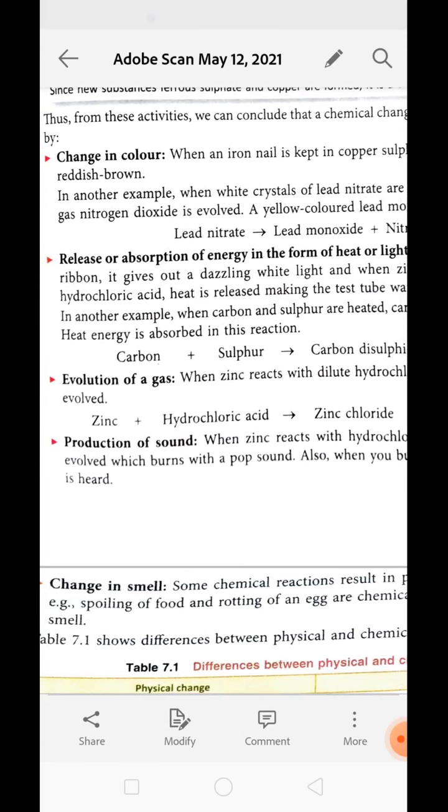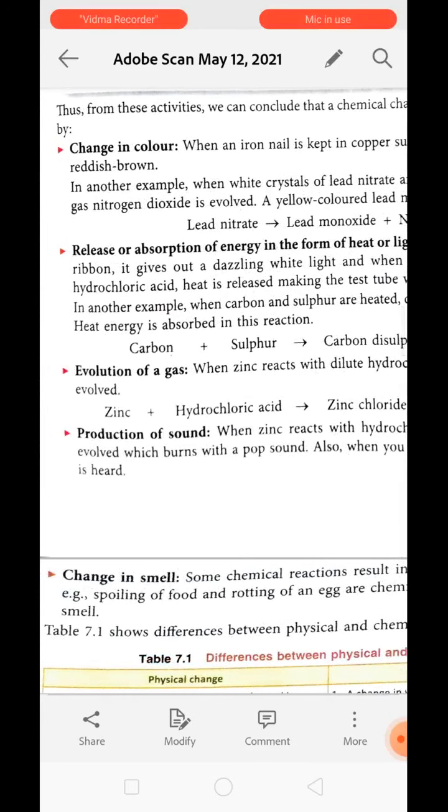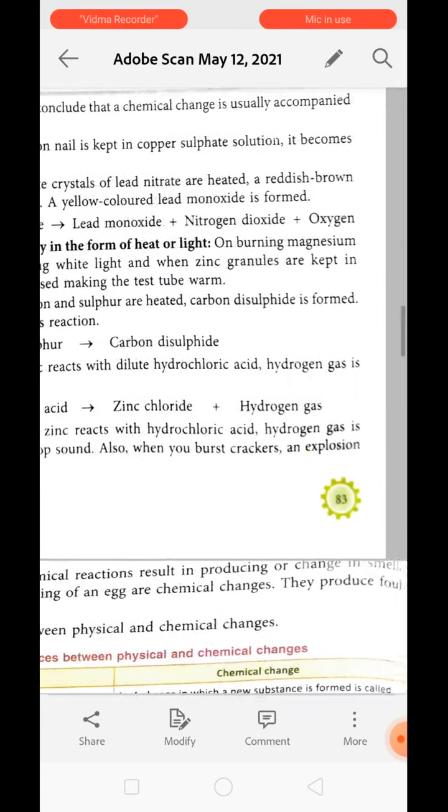It gives a dazzling white light. Mg plus O is equal to MgO. Evolution of gas: when zinc reacts with diluted hydrochloric acid, hydrogen gas is formed. You will write about it in full. Zinc plus hydrochloric acid is equal to zinc chloride plus hydrogen gas.